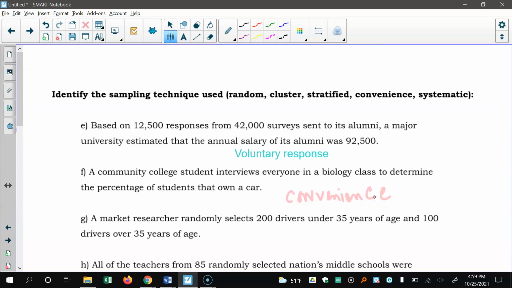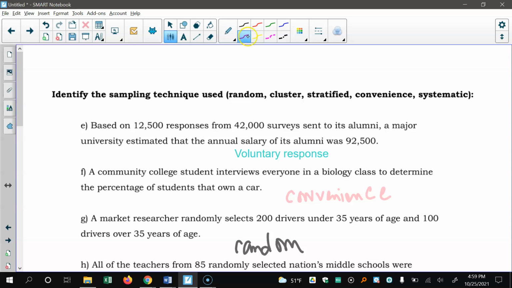All right. G, a market researcher randomly selects 200 drivers under 35 years of age and 100 drivers over 35 years of age. This definitely shows random because it says random in there. And again, I'm going to differ with the answer key here. The answer key actually indicates this is stratified. Given that there are these two categories, both under 35 years and over 35 years, I could see how it's also stratified. So stratified would make sense.